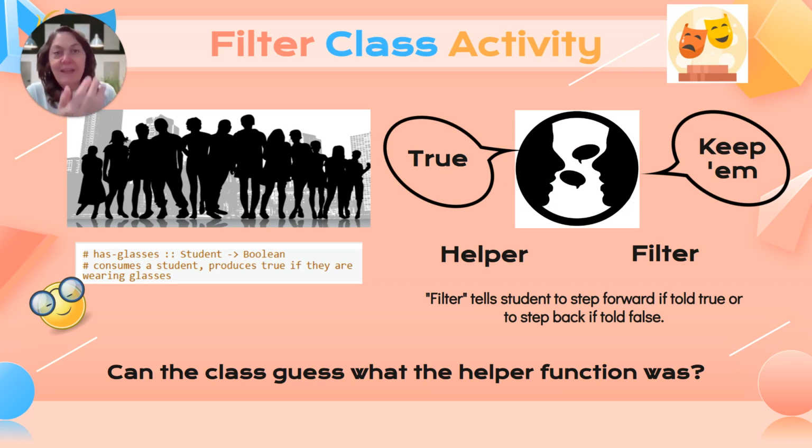Then those students that have stepped forward are your new table, your new subgroup of your data set: has glasses. Your filter has created this new table using your helper function. And now your class gets to guess, what was the helper function? Usually "has glasses," they tend to get that one. Some of the other cards that we've created are a little harder to guess, but you want them to guess them. But you can make up your own cards if you wish.